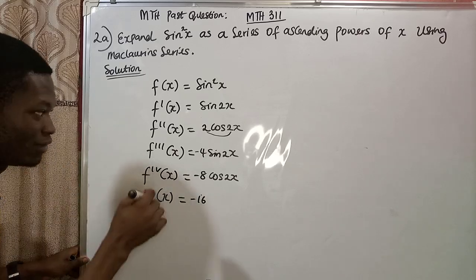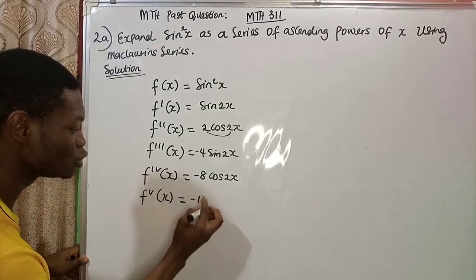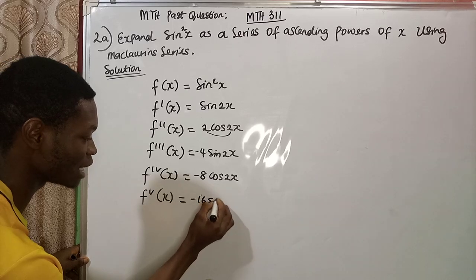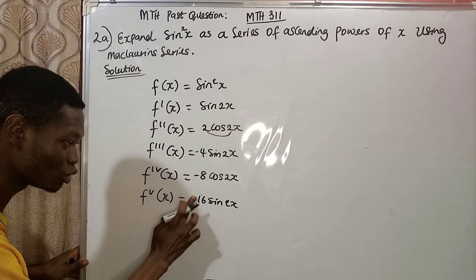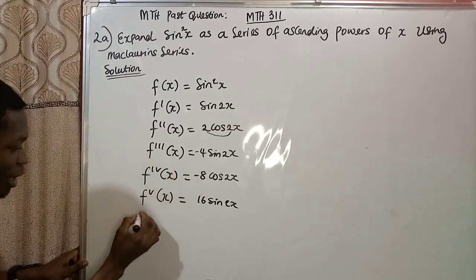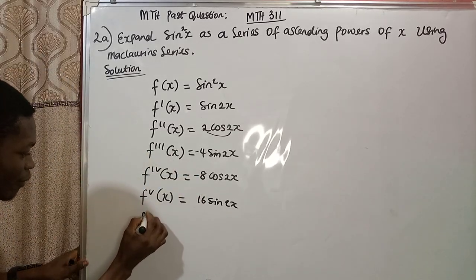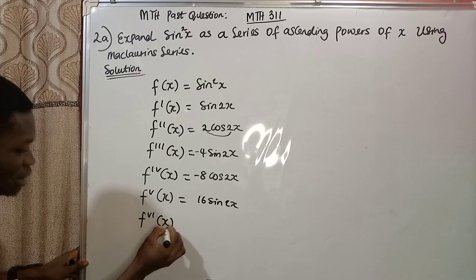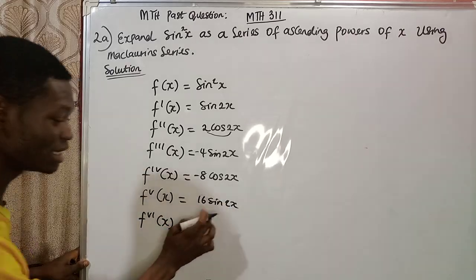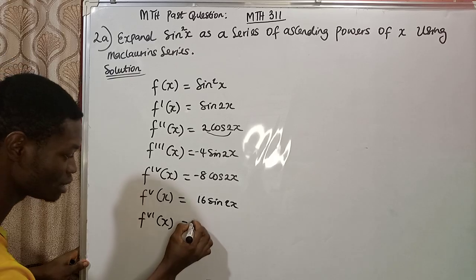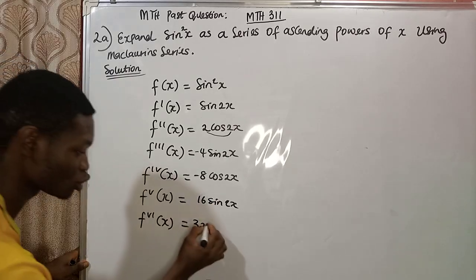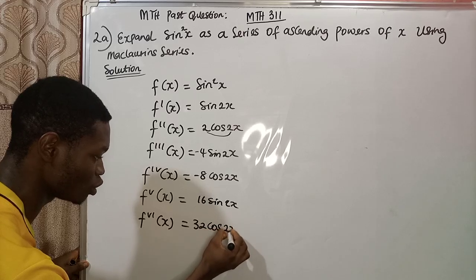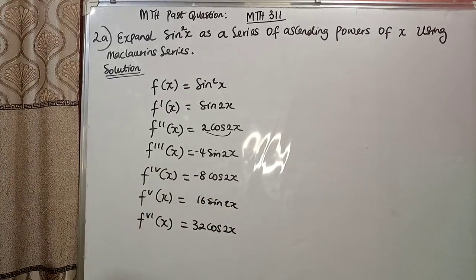Minus sign. Differentiating of course is minus sign. So we are going to have sine 2x. But remember it's minus sine. So minus times minus is what? Plus. So we have f vi, the sixth derivative. If you differentiate this thing, 2 times 16 is what? 32. Differentiating sine is what? Cos. You put your 2x. As simple as that.